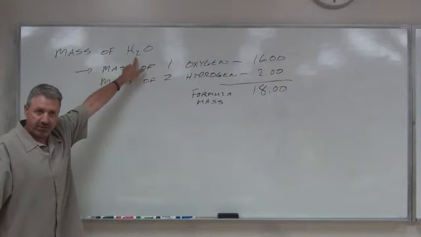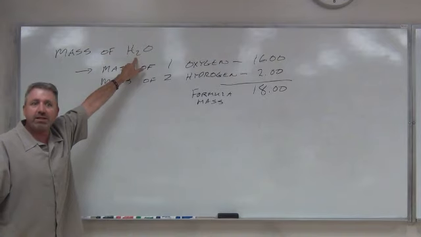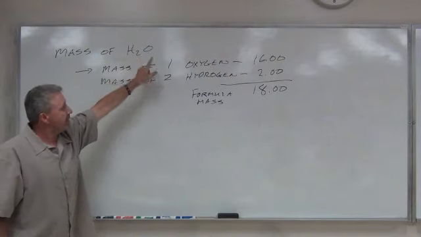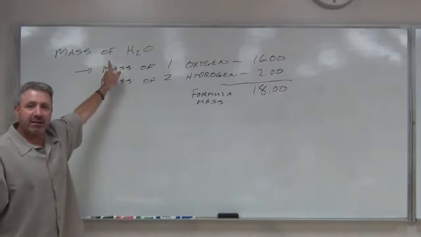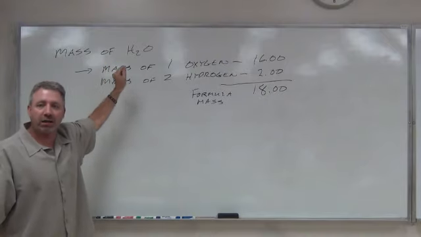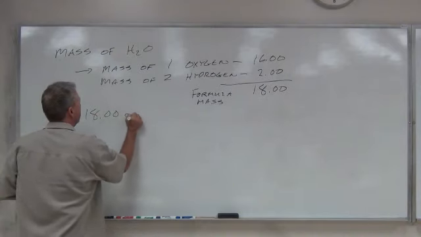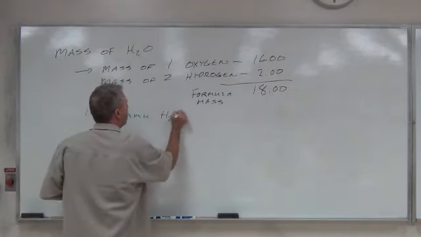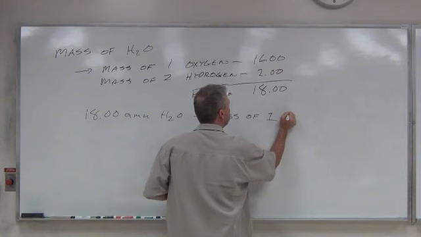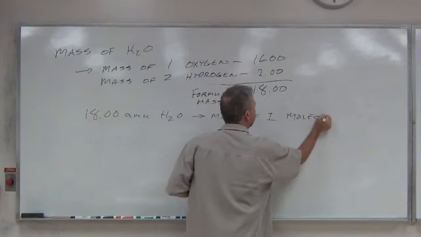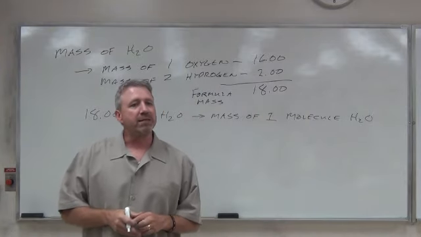If you have nonmetals, you are covalent, and you exist as a molecule. So this formula mass in AMUs would then represent the mass of one molecule of water. You have the mass of one molecule of water.